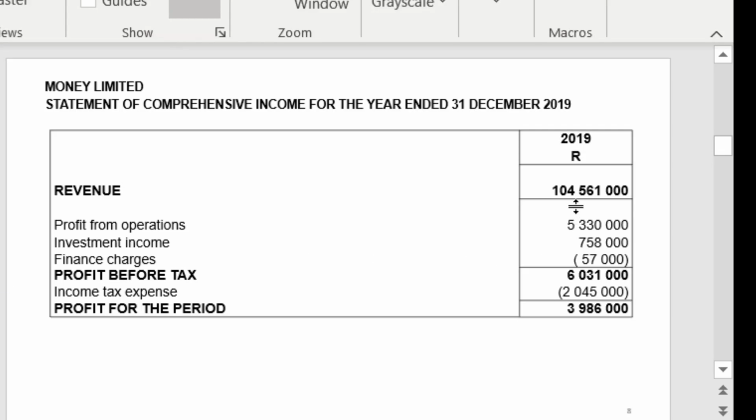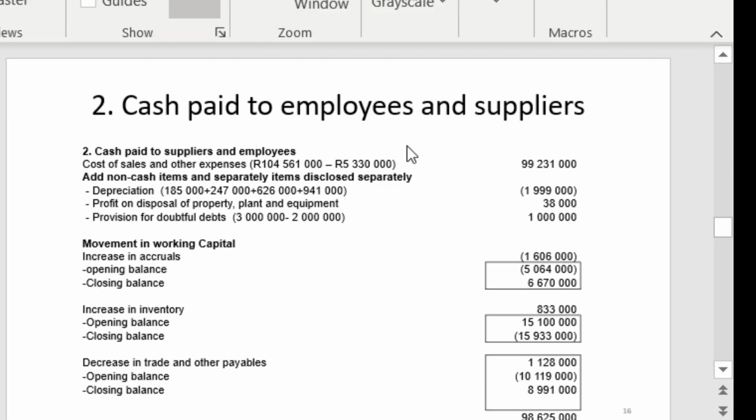So if you take a revenue amount, which is 104,561,000, and you less your profit from operation, which is 5,330,000, then you get cost of sales and other expenses. Here is the amount that I was talking about. Cost of sales and other expenses is given by revenue less profit from operation.